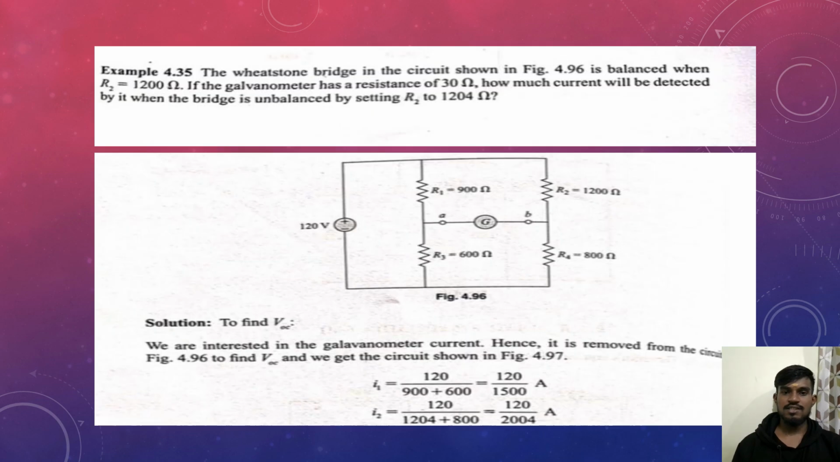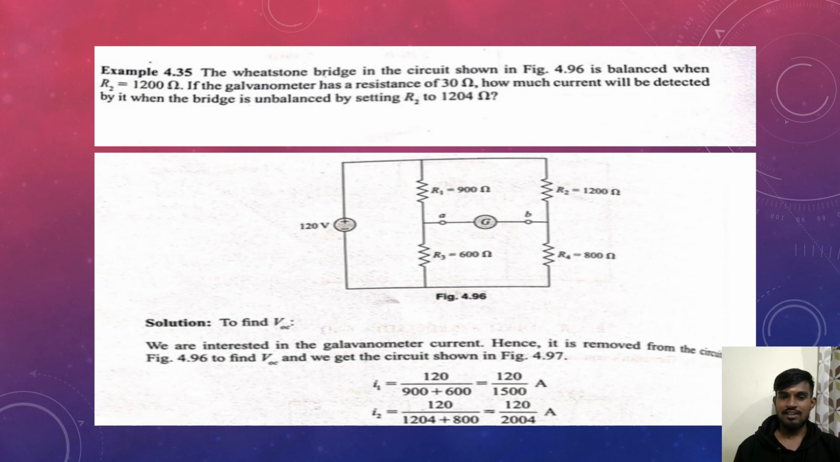The Wheatstone bridge in the circuit shown in figure 4.96 is balanced when R2 is equal to 1200 ohms. If the galvanometer has a resistance of 30 ohms, how much current will be detected by it when the bridge is unbalanced by setting R2 to 1204 ohms? Please watch the figure 4.96.